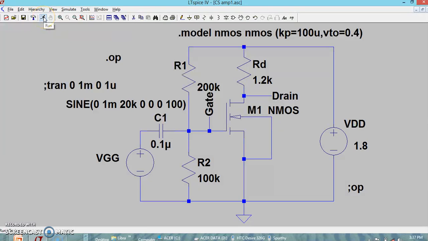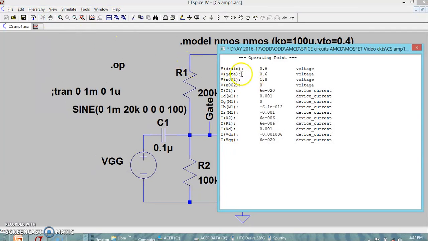If I run it, it is interesting to see what we're going to get. See, now the drain voltage has reduced to 0.6 volts. The gate voltage is still 0.6. This is your VDD. Carefully observe this ID. ID still remains as 1 milliampere. So does it mean that the current has not changed? Yes, the current has not changed.